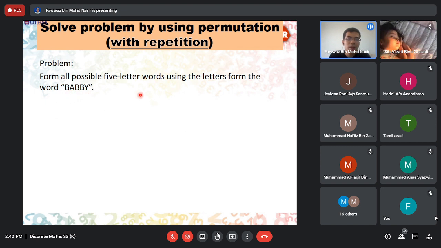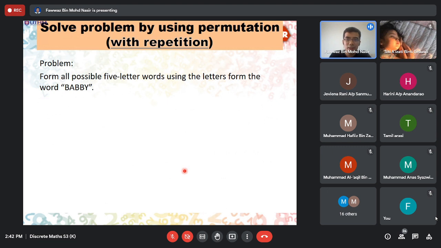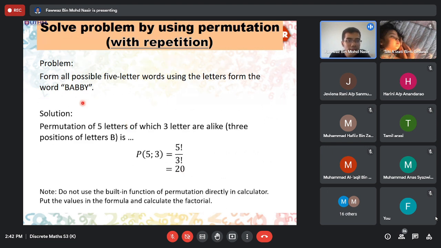So dalam case ni kita kena pakai formula yang with repetition tadi. Okay, formula yang with repetition tadi is this formula. So basically to use that formula, we just will get like this. So N dia basically is 5 sebab ada 5 elements di dalam this set of letters B, A, B, B, Y ni. Okay, then dia punya cara tulis dia P, brackets 5 semicolon. Then kita tulis the number of repeated letters.